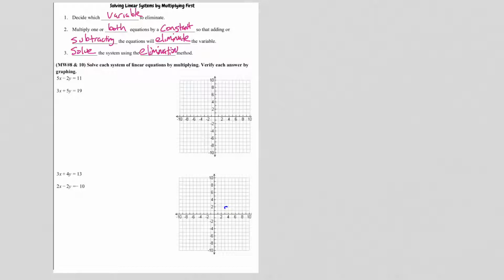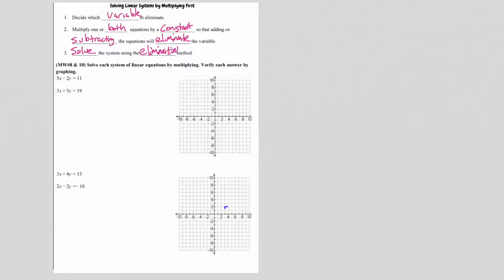Then solve the system using the elimination method. And let's take a look at this in practice. If I have 5x minus 2y equals 11, 3x plus 5y equals 19, I'm going to have to multiply it looks like both of these equations in order to solve. So I have to pick. If I want to get rid of the x's, I have to find a common number that both 5 and 3 go into. If I want to eliminate the y's, I have to find a common number that both 5 and 2 go into. I think I'm going to pick the y's to eliminate.